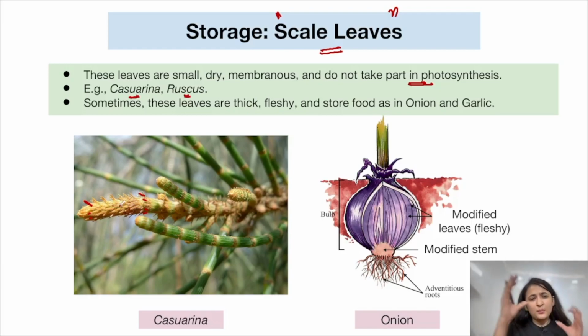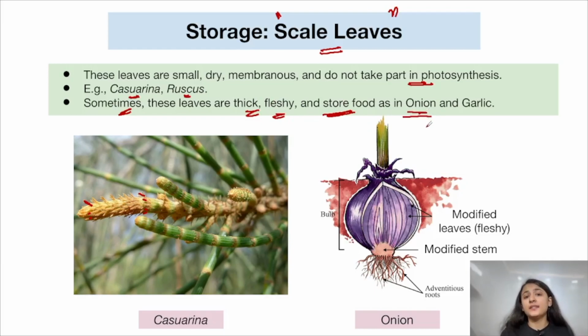So all of these leaves, see, at each node these leaves are present. Here the nodes are condensed together at the upper part of the plant, but here you can see very vividly that at each node these scale leaves are present. Okay, these structures here. So sometimes these leaves are thick and fleshy also. They are not always scaly. Sometimes these leaves can get thick and fleshy and they can store food. Most of the time they are small, dry, membranous. They don't perform photosynthesis, but sometimes it so happens that they become thick and fleshy in order to store food.